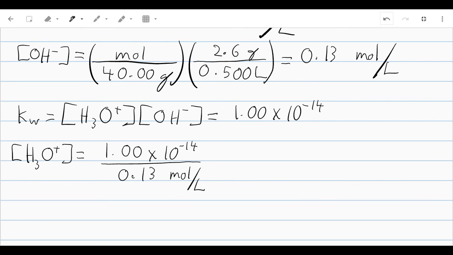We can say that the hydronium ion concentration is equal to 1 times 10 to the negative 14. We can divide that number by 0.13 moles per liter, which is our hydroxide ion concentration, and then that will tell us that the hydronium ion concentration is 7.7 times 10 to the negative 14 moles per liter, which makes sense. The hydronium ion concentration has to be very low because the hydroxide ion concentration has to be very high. You would not expect there to be lots of acidic ions in a very basic solution.